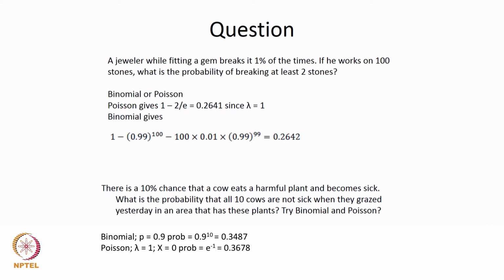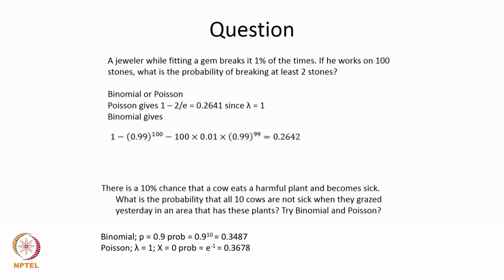There is a 10% chance that a cow eats a harmful plant and becomes sick. What is the probability that all 10 cows are not sick when they grazed yesterday in an area that has these plants? Try binomial and Poisson. So p is 0.9 because there is a 10% chance that the cow can become sick. Therefore, the probability that all the cows are not sick is 0.9^10, which is 0.3487.